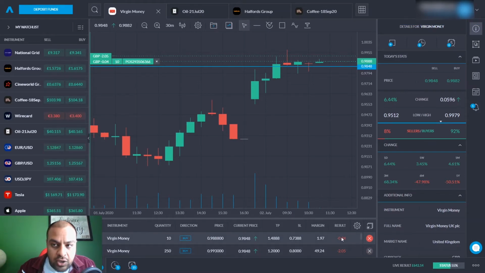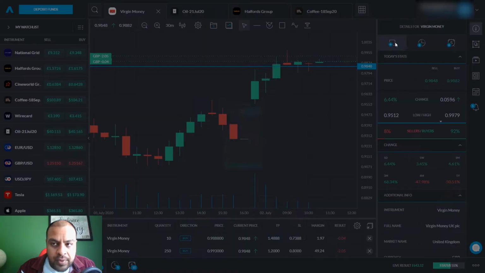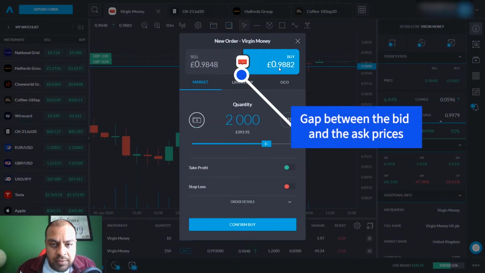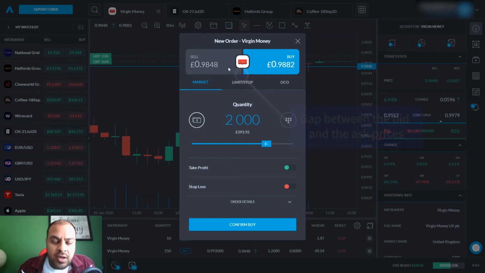Now the reason why it's in a loss is because there's something called spread. If I open up the new market order, you can see the buy and the sell price, there's a slight difference. It's about 0.0034 per share. Okay. So that is a cost of doing business. That's the profit the broker takes because it's not a zero spread. If it's a zero spread, then the broker makes nothing. So generally for CFDs, there'll always be a difference between the buy and sell price.